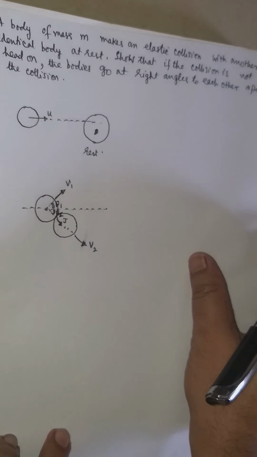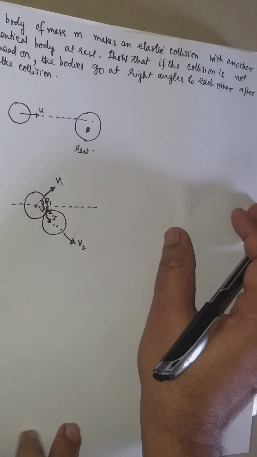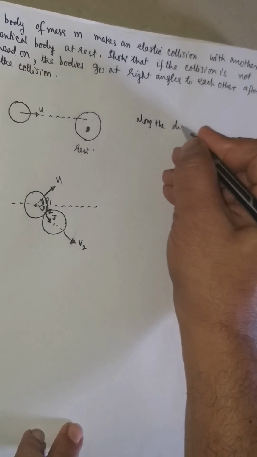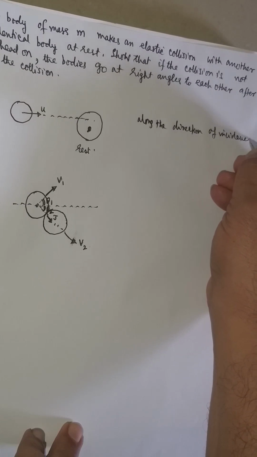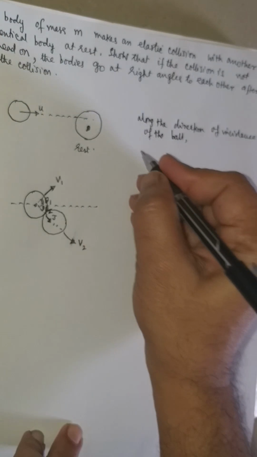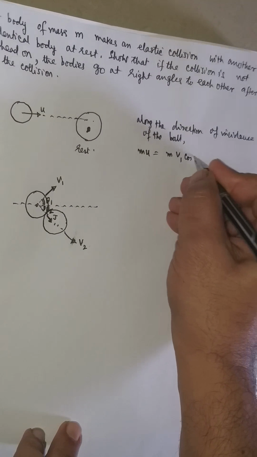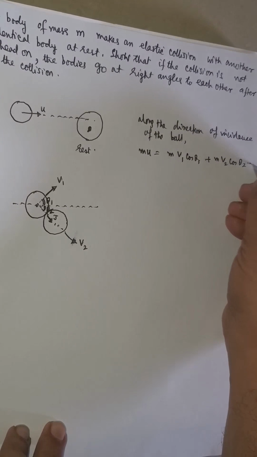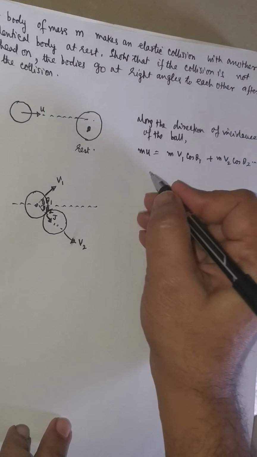So there is absolutely no influence on the system from external influence. Therefore, we can say that along the direction of incidence of the ball, we can conserve momentum. That is, mu will be equal to mv1 cos theta 1 plus mv2 cos theta 2. This is the first relationship along this reference line.